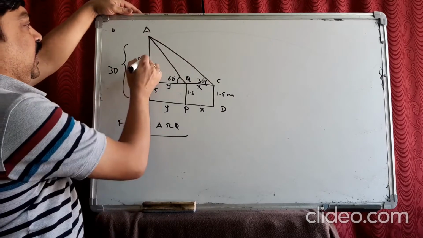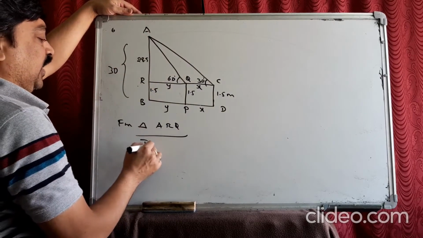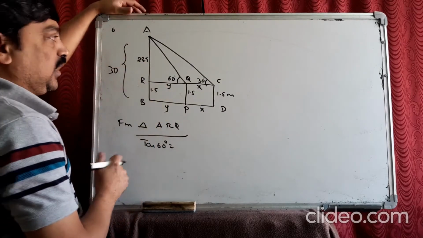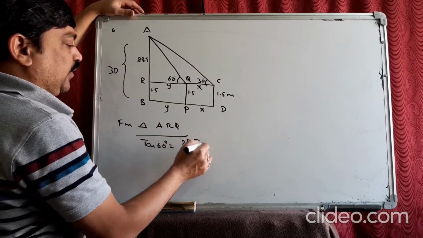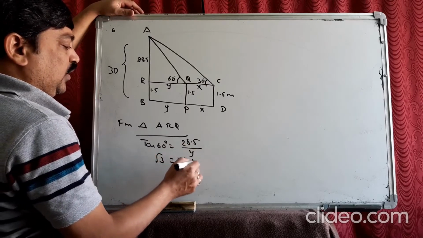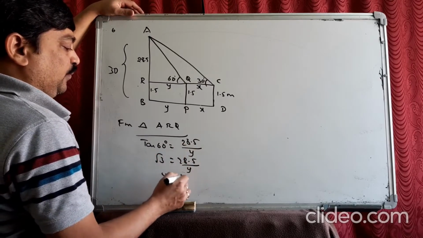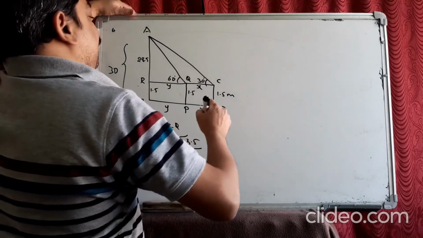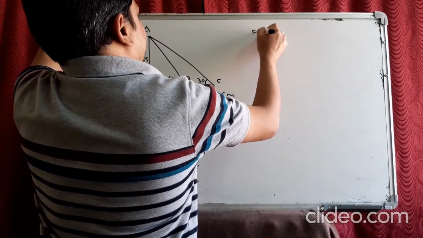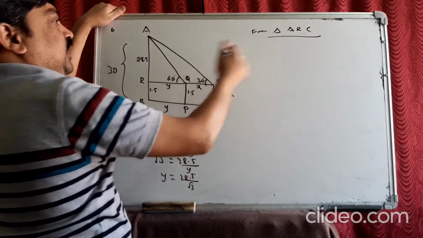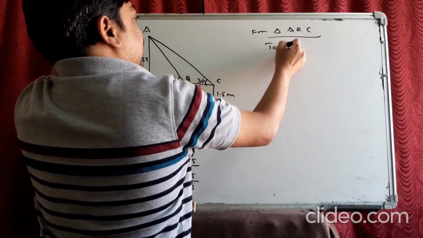So if I apply the formula of tan theta, why am I applying tan here? Because opposite and adjacent are available. 28.5 by y is root 3. So y becomes 28.5 by root 3. In the same way, now we consider the triangle ARC. Take the triangle ARC. Now also apply tan 30.